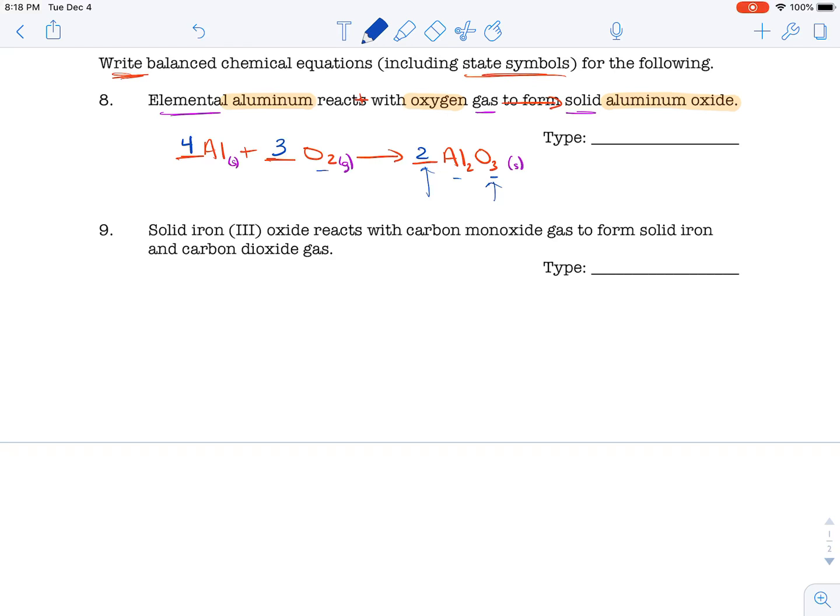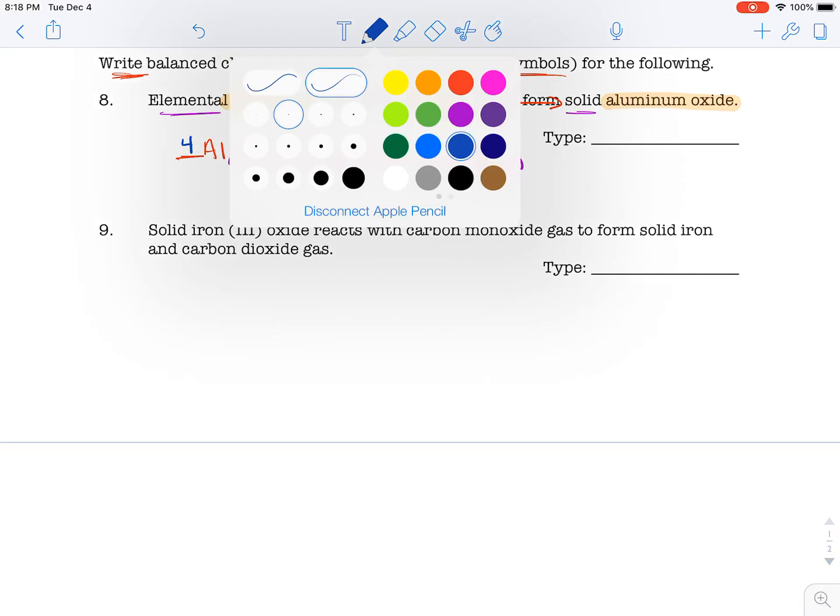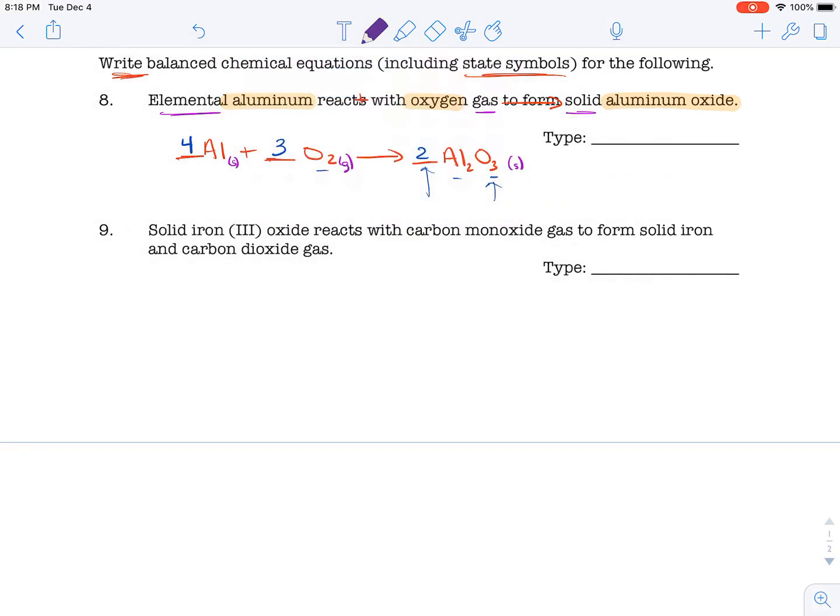And the last part is to figure out what type of reaction this is. And so we have one product. If we have one product, that tells us that is a synthesis reaction.